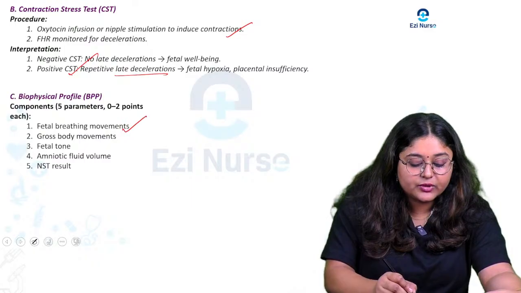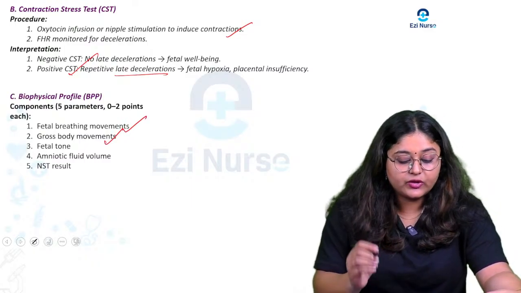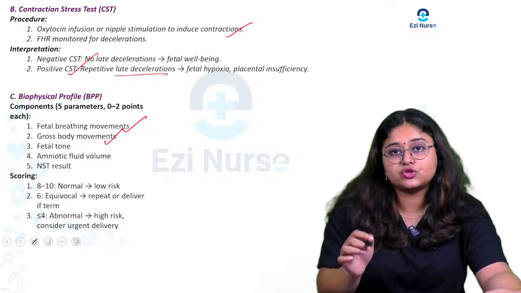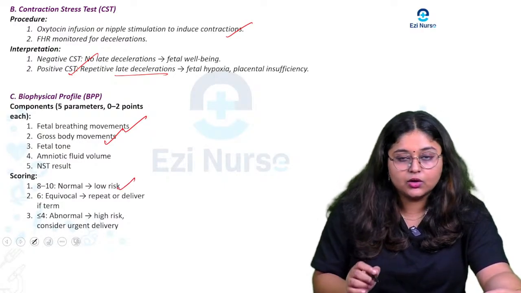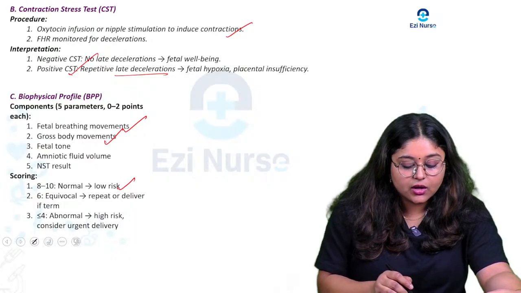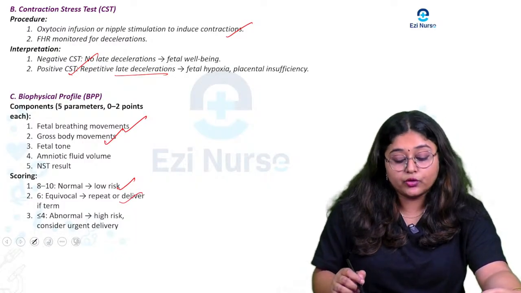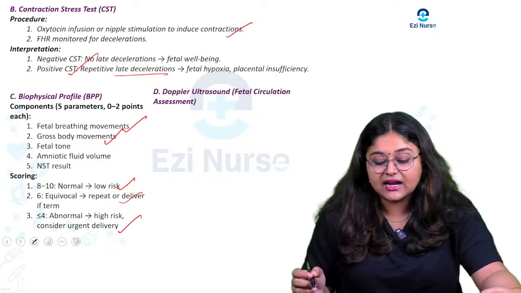Okay, so fetal breathing movement, gross body movement, fetal tone, amniotic fluid volume and NST results. So scoring: a score of 8 to 10 means normal or low risk, 6 means equivocal, repeat or deliver if term, and less than or equal to 4 means abnormal, high risk, consider urgent delivery.